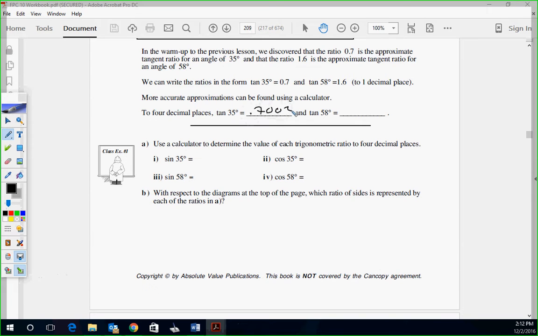0.7002. Okay, Hunter, what was this one? 1.600. What's the last one? Okay, it's good. Okay, sine 35, Ross. 0.5736. Okay, Kyle. 0.8191. Okay, Calvin. 0.8480. Okay, Steph. 0.5.